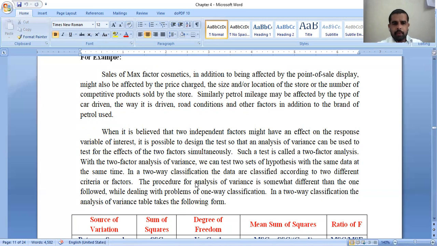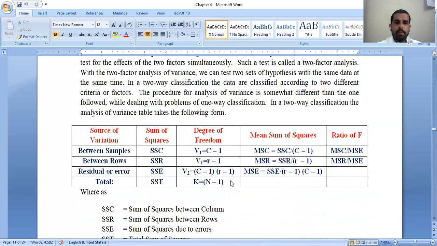After identification of these two factors, the procedure for analysis of variance is somewhat different from the one followed while dealing with problems of one-way classification. In two-way classification, the analysis of variance table takes the following form. Before you observe this table, you should get clarity regarding what two-factor analysis is. Two-factor analysis is nothing but ANOVA two-way classification. When compared with one-way classification, two factors are involved here. In one-way classification, only one factor is involved.